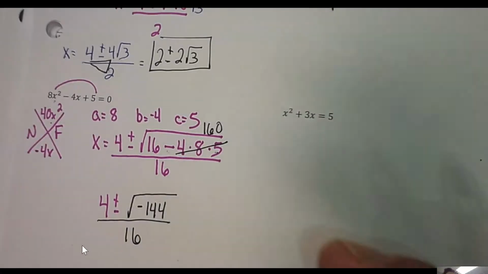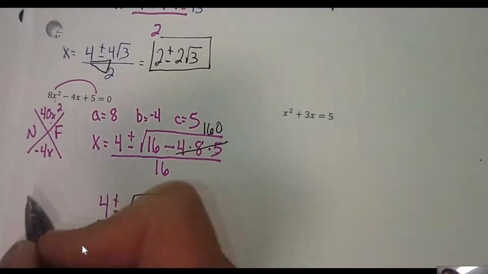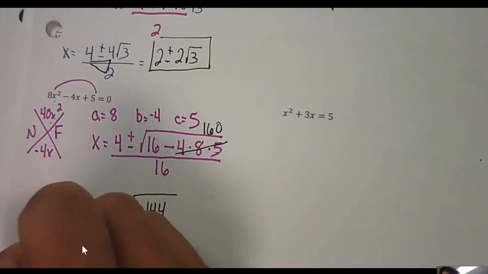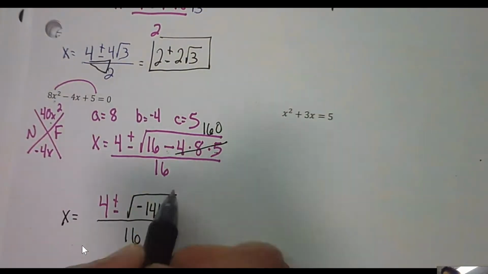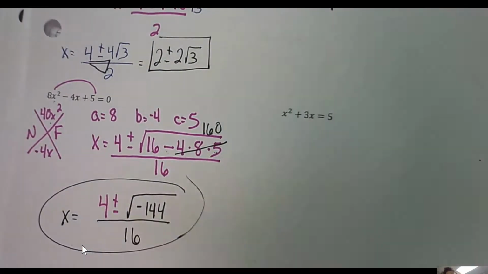According to my calculator, they are non-real. So as far as real answers, it doesn't exist. And if this happens to us on our test, we're just going to leave it like this for now, and we'll worry about it later.